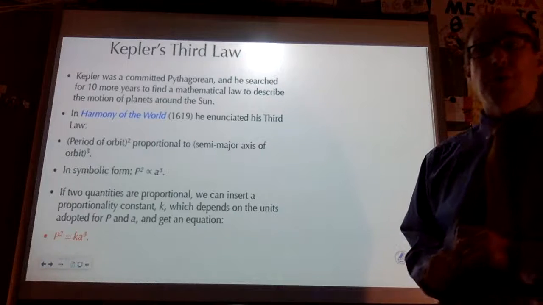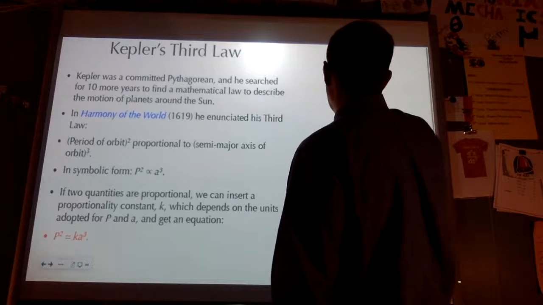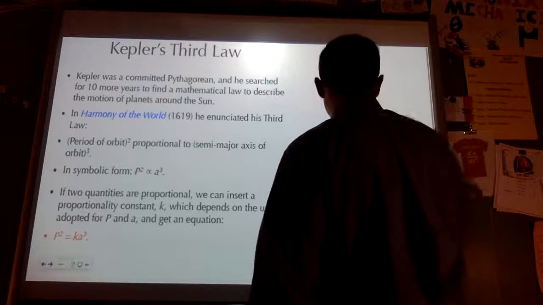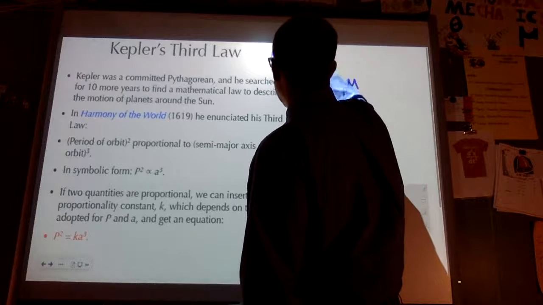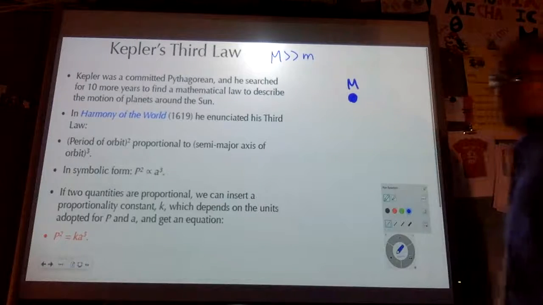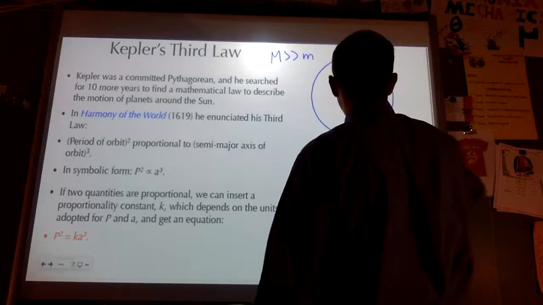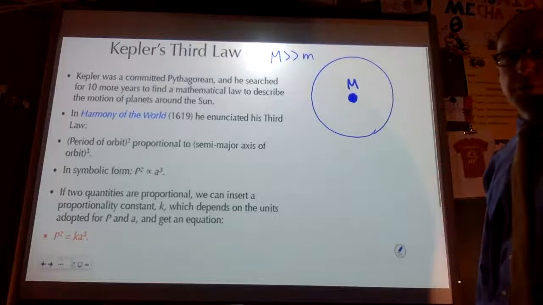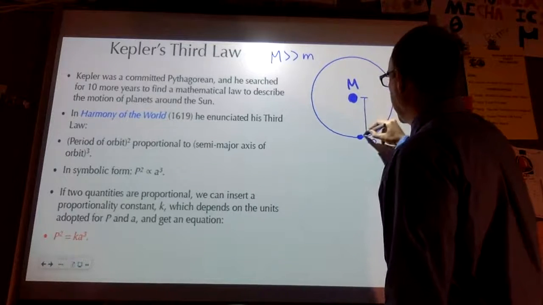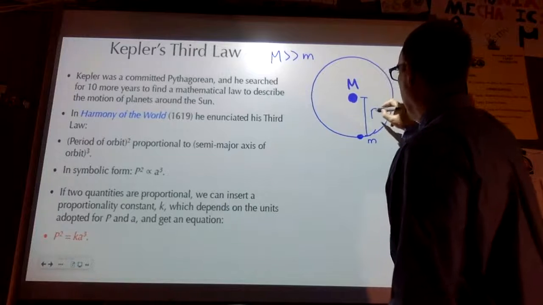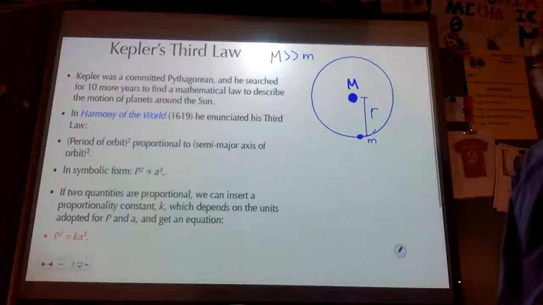So I'm going to start with circular motion. And I'm going to say that I have a very massive object, M. And I'm going to say that M is much, much more massive than little m. And I'm going to say that little m is in circular motion around big M. And I'm going to call this distance R. So that's going to be the distance between the centers of them.